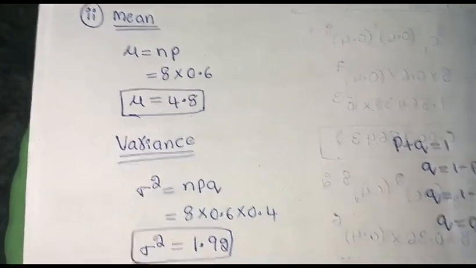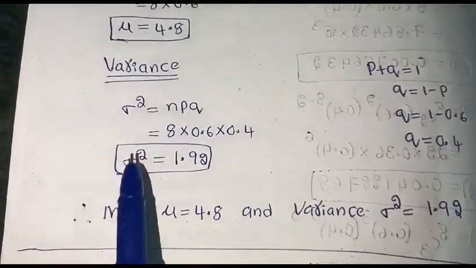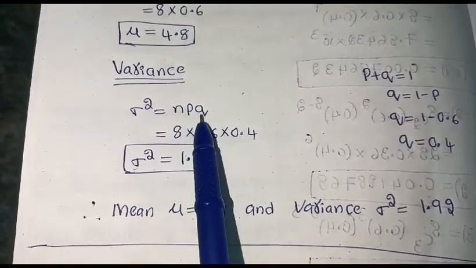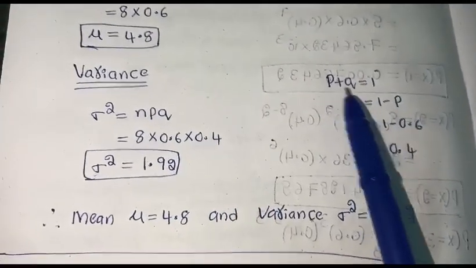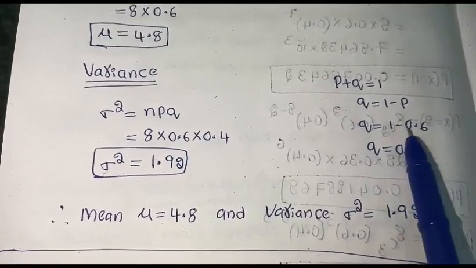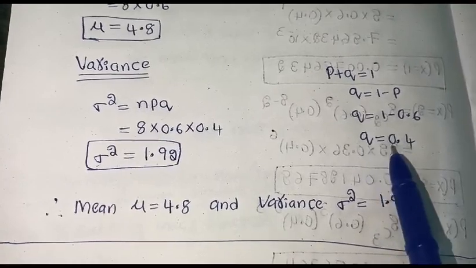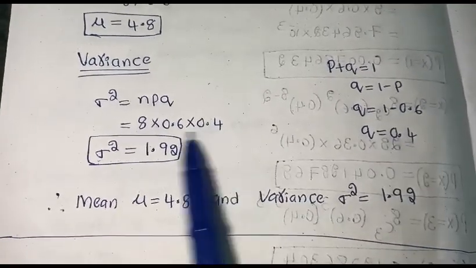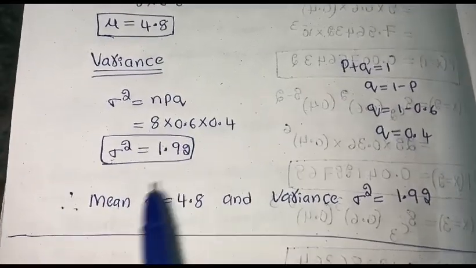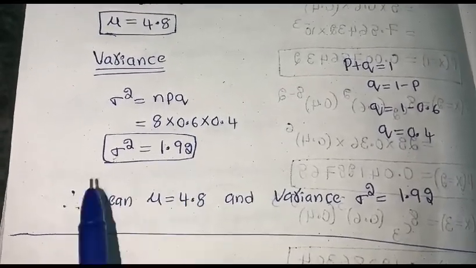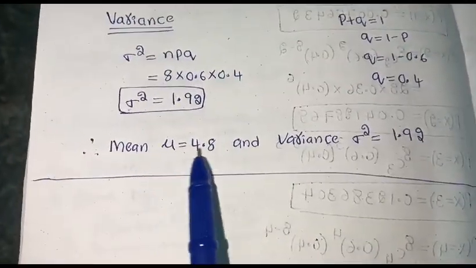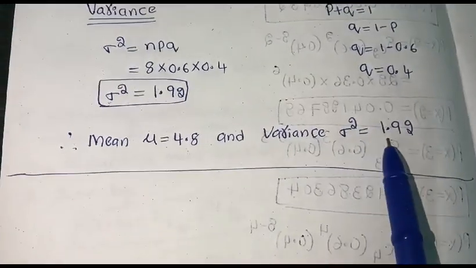To calculate the variance, we know that the formula for variance sigma squared is equal to npq. We already know n and p. We need to find q, and there is a condition where p plus q is equal to 1, then q is equal to 1 minus p, q is equal to 1 minus 0.6, then q is equal to 0.4. We need to substitute here. When we multiply 8 into 0.6 into 0.4, the value is 1.92. Therefore, sigma squared is equal to 1.92. Therefore, the mean mu is equal to 4.8 and the variance sigma squared is 1.92.